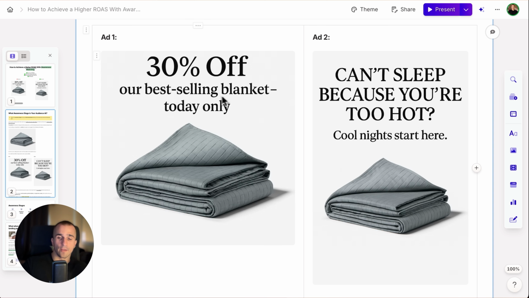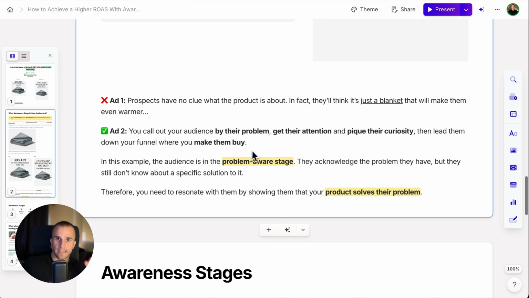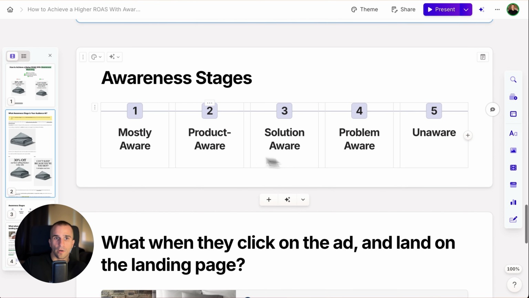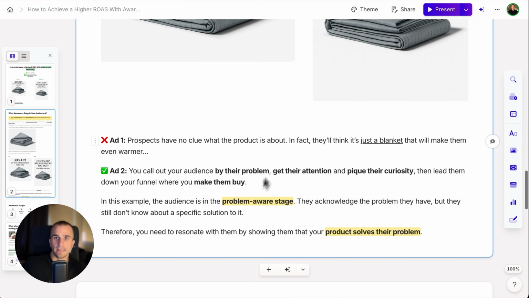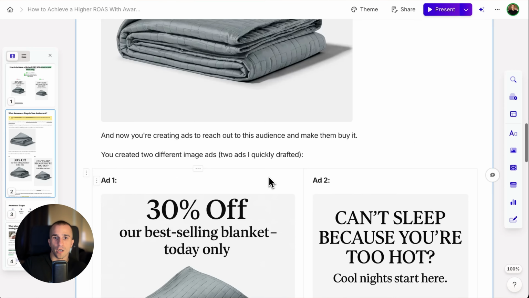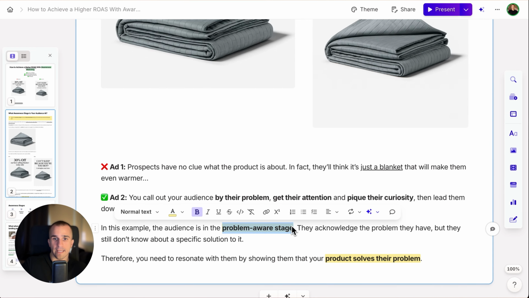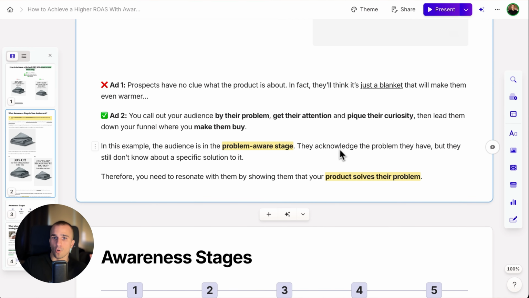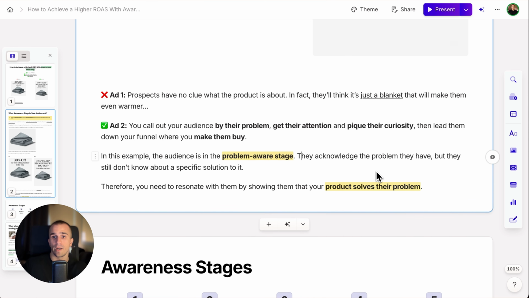While when they see the ad on the left, they will see a great offer, but a great offer doesn't really mean a lot if they don't know what the product will do in their life. So in this example, this audience on the right, and we're going to cover later what the awareness stages are, but this audience that we're trying to reach here is in the problem aware stage, which means that they acknowledge the problem that they have, but still don't know about the specific solution for it. So this is their awareness stage, and this is how you want to approach that specific audience.